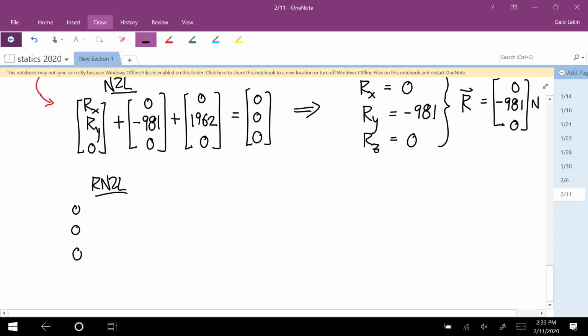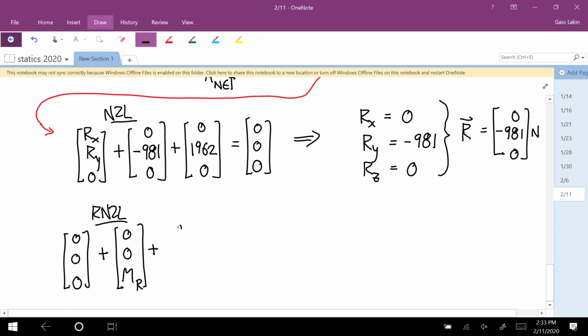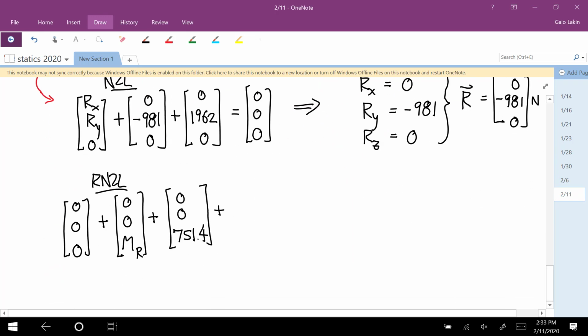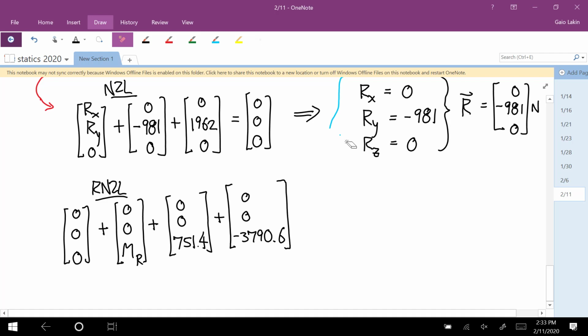So we have 0, 0, 0 plus 0, 0, MR, that's the couple, plus 0, 0, 751.4, plus 0, 0, negative 3790.6, and we got these from that column of the table. And these add up to a 0 vector.